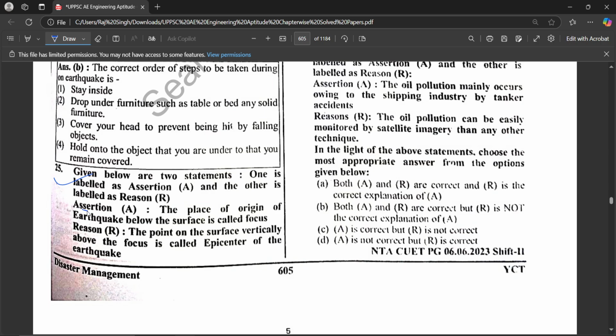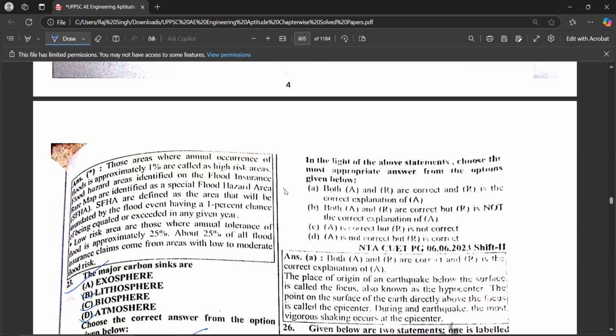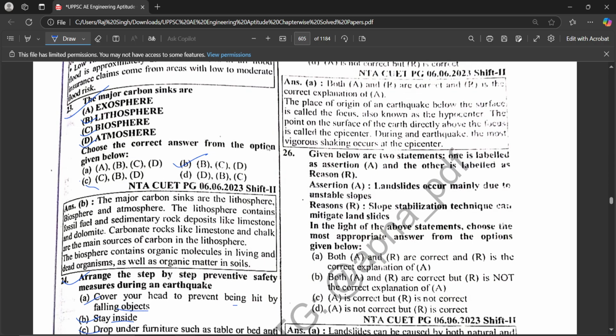Given below are two statements, one is labeled as assertion and the other is labeled as reason. Assertion: the place of origin of earthquake below the surface is called focus. Reason: the point on the surface vertically above the focus is called epicenter of the earthquake. Hence, both statements are correct and reason is the correct explanation of assertion.